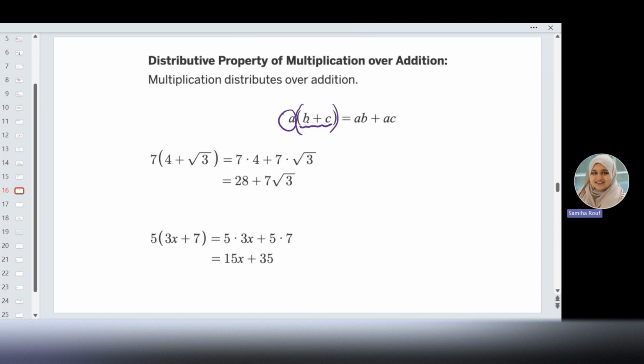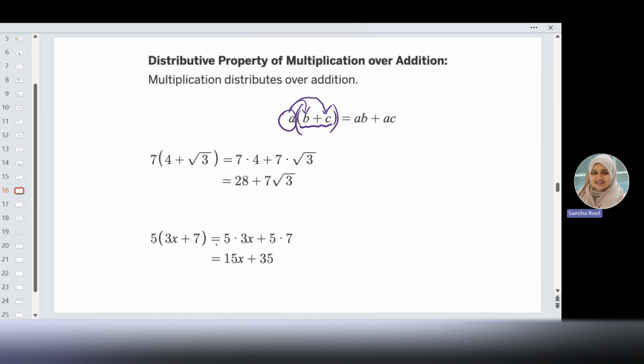Well, how do you do that? You could go ahead and add the terms inside if possible. But another thing you could do is multiply that term to everything inside one by one. And this is known as distributive property. So this A is going to get multiplied to B and to the C. And then we can apply the addition.